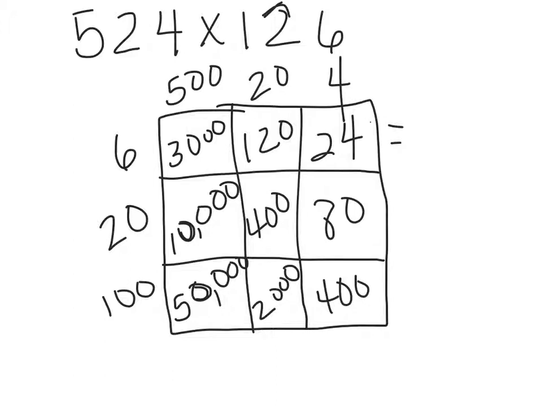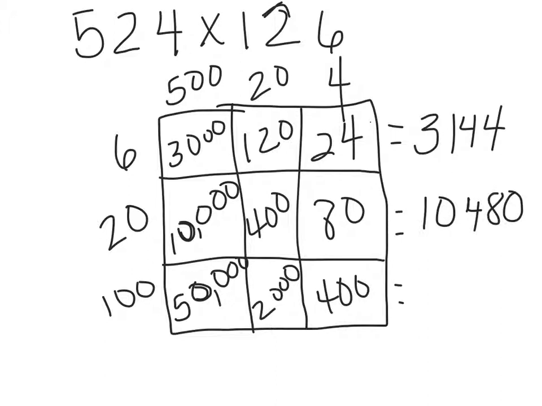I'm going to add my rows across. So 3,000 plus 120 plus 24 gives me 3,144. The next row is 10,000 plus 400 plus 80. And the bottom row, 50,000 plus 2,000 plus 400. And there is the total in each row.